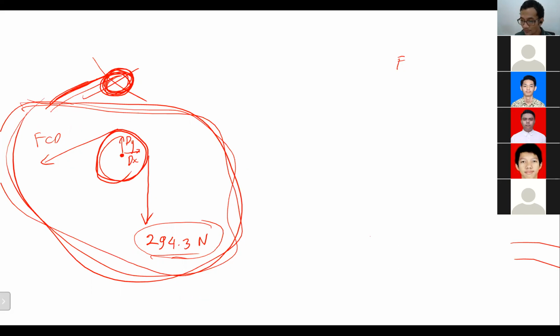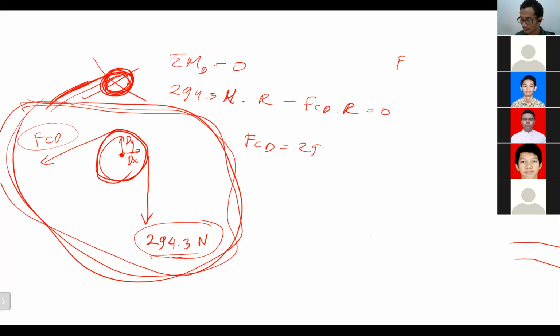And the first thing that we're supposed to find is FCD. How can we find FCD? Actually simple. Just use sigma moment at point D equal to 0. Then, in that case, we will find that it's supposed to be 294.3 Newton multiplied by its radius minus FCD multiplied by its radius equal to 0. Later, our results here will be FCD equal to 294.3 Newton.